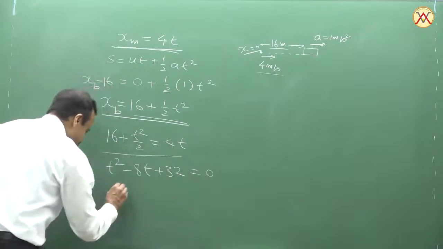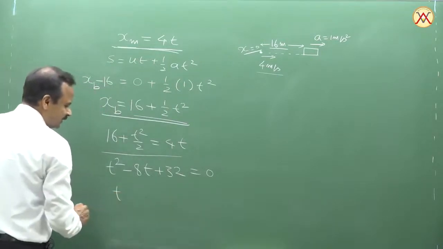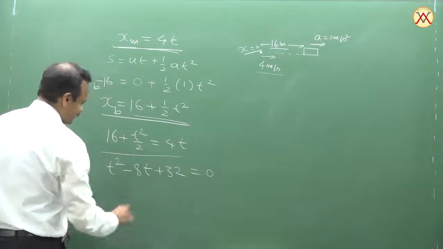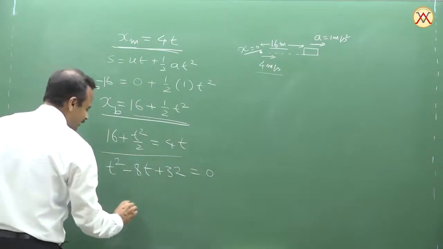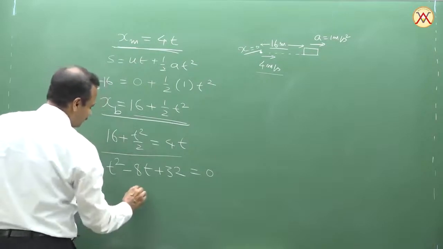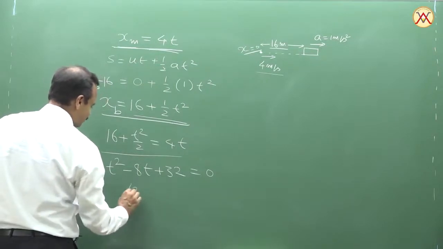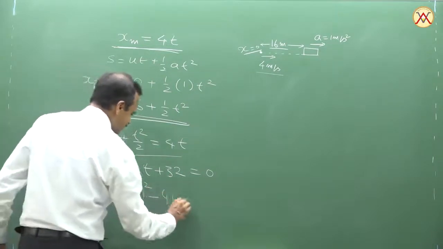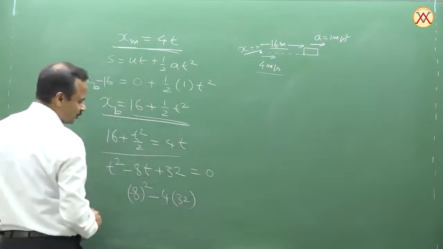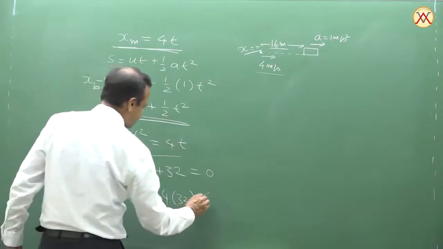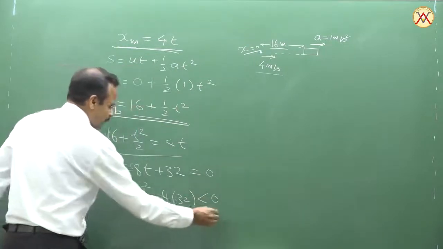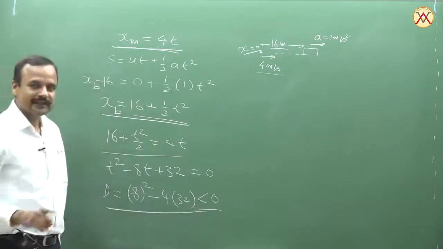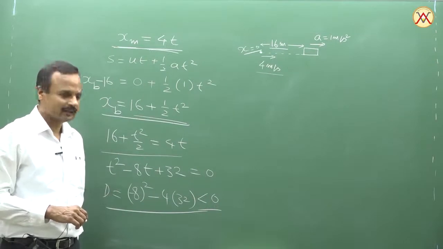So the roots can be written as, or before the roots, let's try to find the discriminant. So the discriminant of this equation is b square minus 4ac. b square means 8 squared minus 4 times a is 1, c is 32. So you can see that this is negative. So if discriminant of a quadratic is negative, its roots are imaginary.